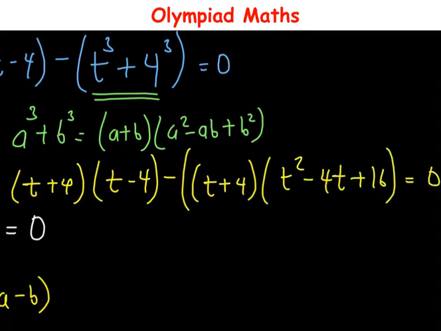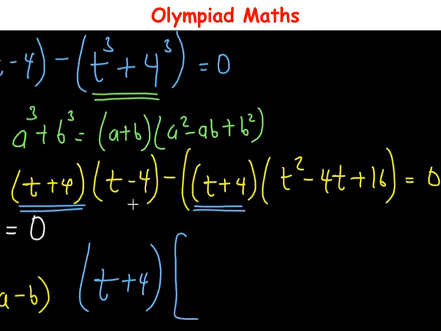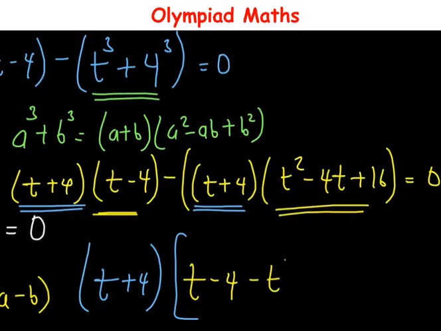So from here, we have a common factor, which is simply t plus 4 and t plus 4. So factorize out t plus 4. We are going to be left with this t minus 4, t minus 4. Then this minus, we open this bracket. Minus times t squared is minus t squared. Minus times minus 4t is plus 4t. Minus times plus 16 is minus 16. And all of this equals 0.